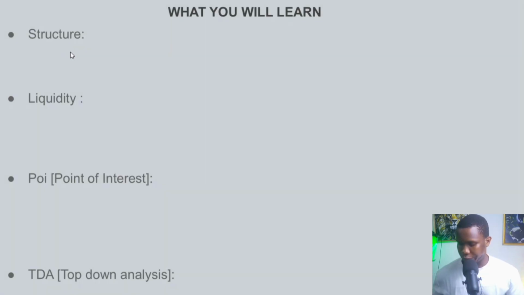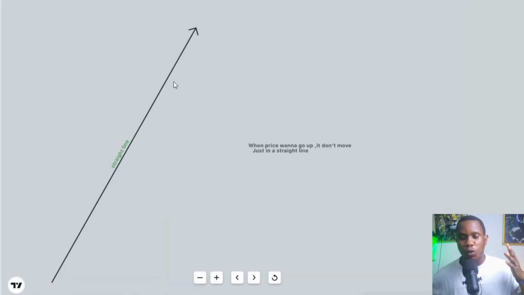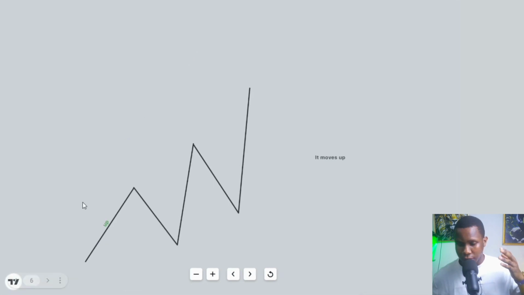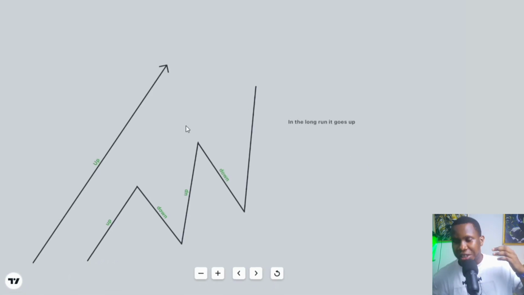What's structure? How price moves in the financial market. We know that when price wanna go up, it don't just move in a straight line. It moves up a bit, down a bit. It moves up a bit, down a bit. In the long run, it is actually going up, guys.